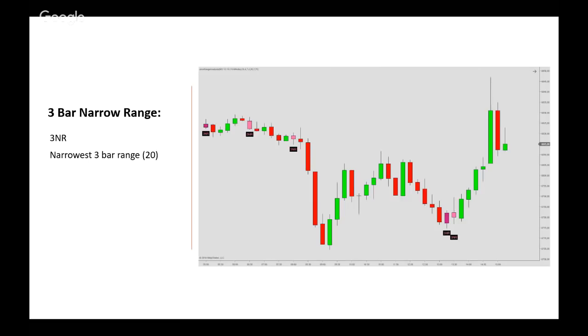Another slight variation of this approach is the 3-bar narrow range, which is, of course, the narrowest 3-bar range relative to any of the 3-bar ranges within the look-back period. Again, 20 bars here.